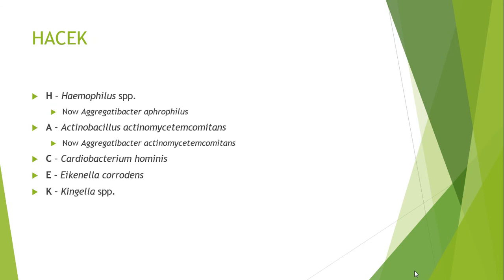HACEK organisms. What is that called, an acronym? This is what each of the letters in the group stands for. H stands for Haemophilus, but of course they had to change the name and make it difficult for us, so now it's Aggregatibacter aphrophilus. I liked Haemophilus aphrophilus way better, but what do I know?